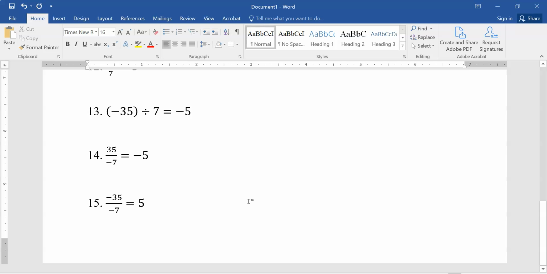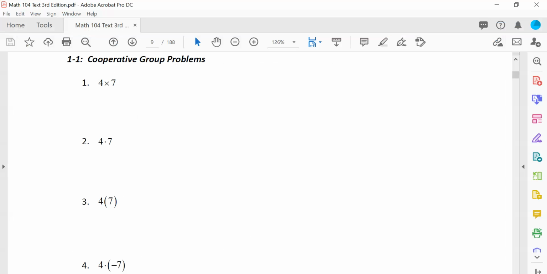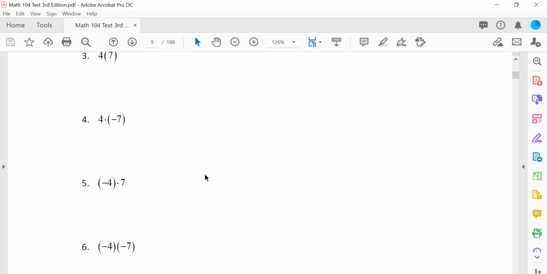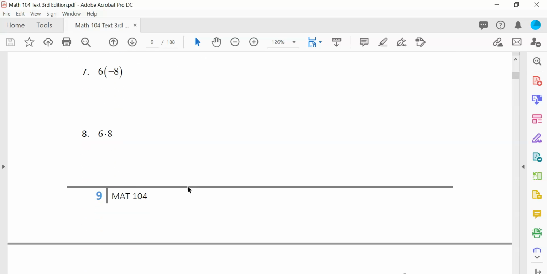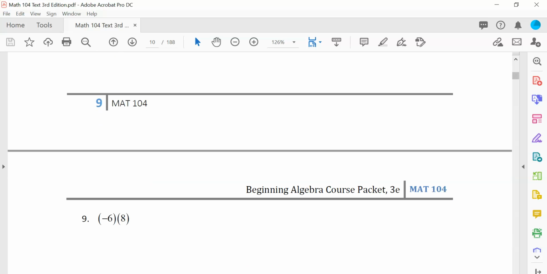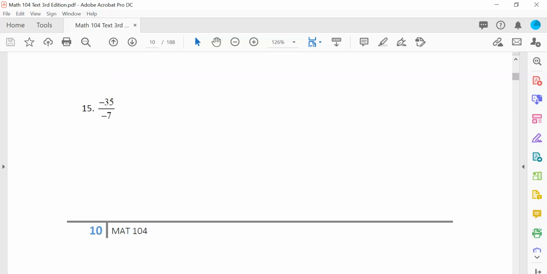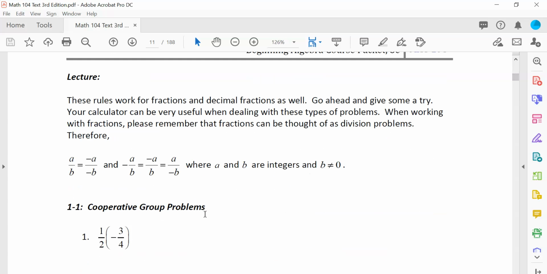Again, I went over those really quick because I expect that you would have done those. Now the last part of section 1.1 is how to deal with fractions. And this is of particular interest when we're moving on later on. We're going to solve equations with fractions and decimals and all that kind of good stuff. So we need to know how to type fractions into our calculator and how to use our calculator to add, subtract, multiply, and divide fractions.